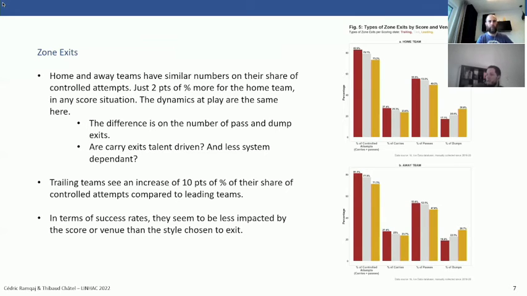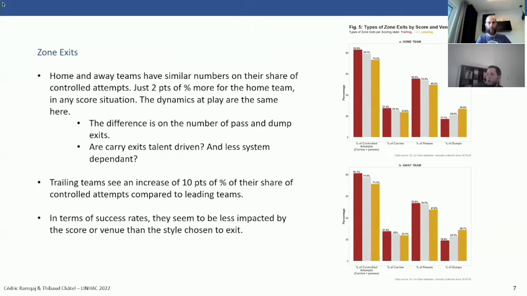So it means that the leading team will use fewer carry or pass exits and increase the number of pucks dumped out of their zone. And for the away teams, as compared to teams playing at home, there's a 2 point percentage difference, but the dynamics are basically the same here. So the score seems to drive the change of style more than playing at home or on the road. And the difference seems to mainly come from the number of pass or dump exits.